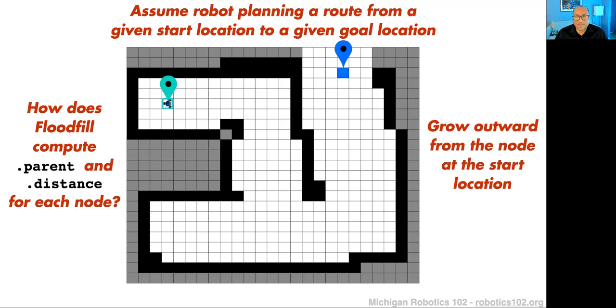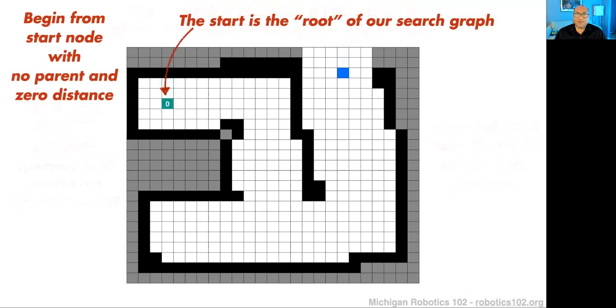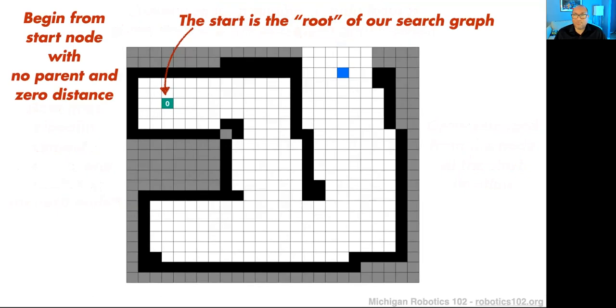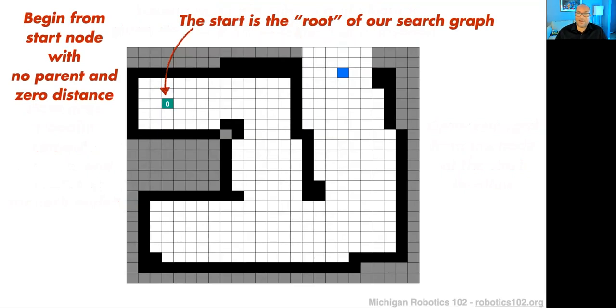If we did this, we would begin at our start location. That's where the robot currently is, and this will be the root of our search graph. The root of a graph doesn't have any parents, so it is just our starting location. That start location is going to have no parent and no distance, because the distance from the start to itself is zero.